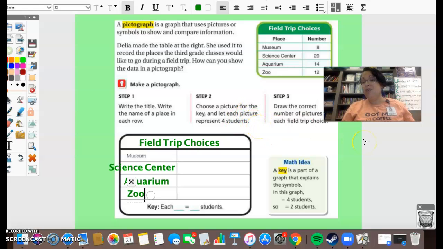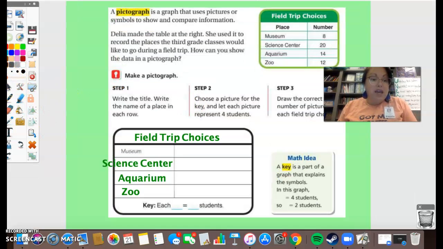Now it says choose a picture for the key and let each picture represent 4 students. If you were doing this at home, you might choose to draw a certain shape and each shape equals a certain number of students. Or you might choose to draw a bus, a school bus, because you go on a school bus to go on a field trip. So sometimes it's nice to let your picture match the theme of the data. I'm just going to use circles because that's the easiest for me to do from my laptop on the chart here.